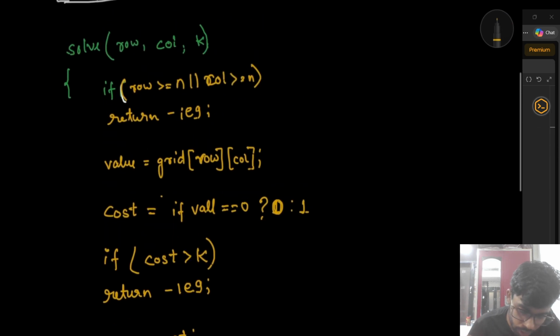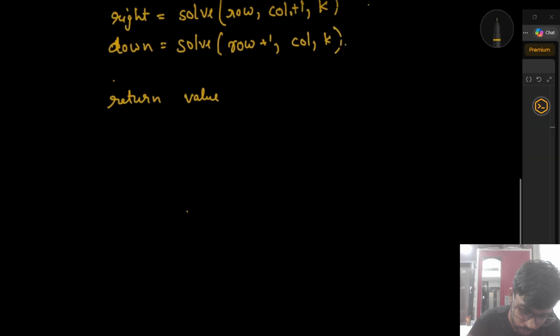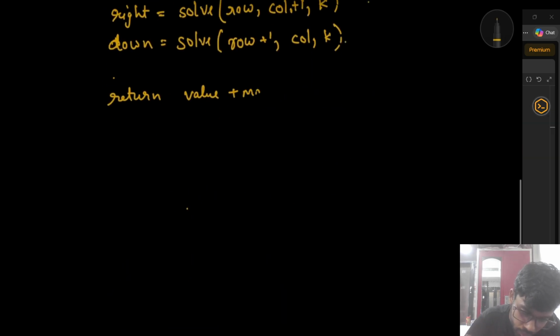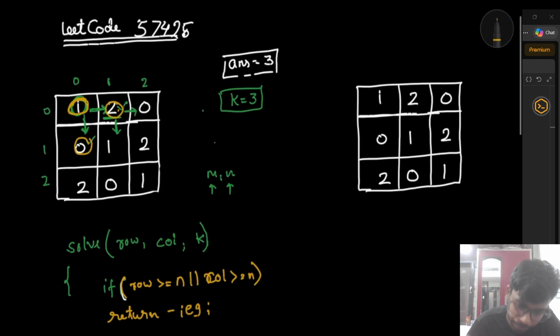Why am I returning value? Value means the current value when I am standing at this cell. I will return value plus the maximum of these two options: value plus maximum of right comma down. This will be the thing.